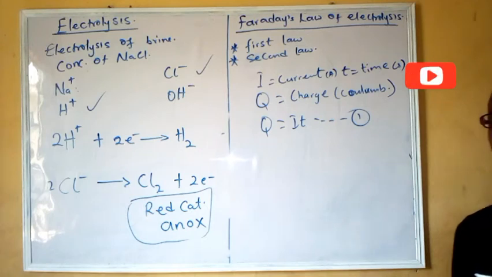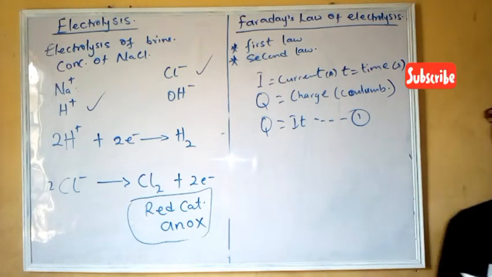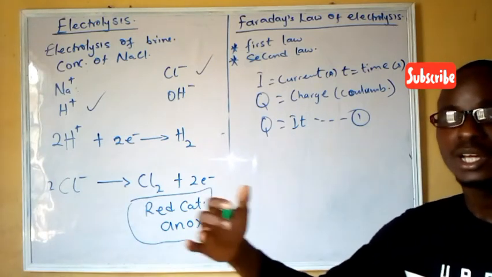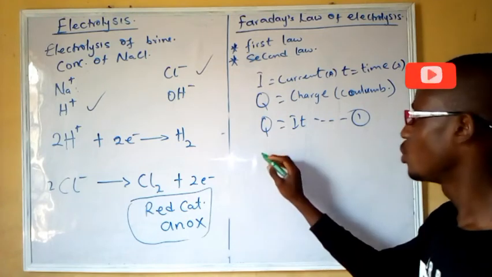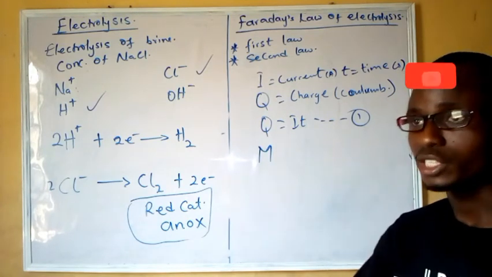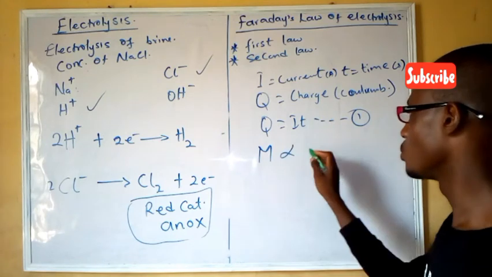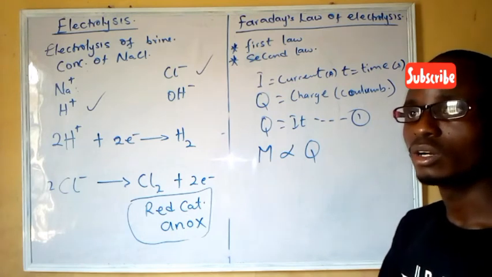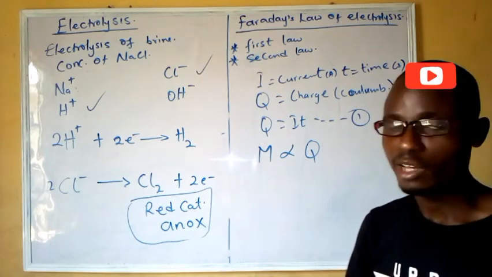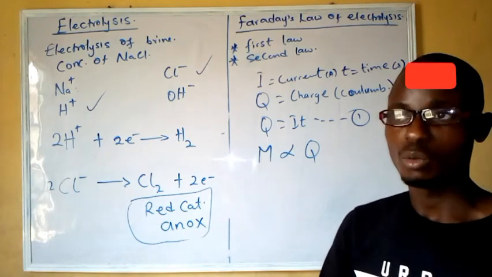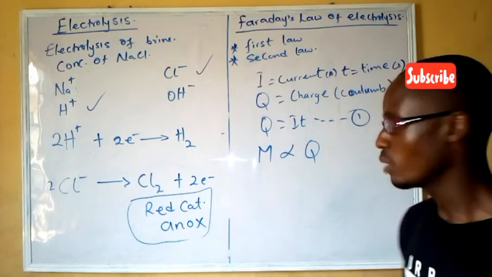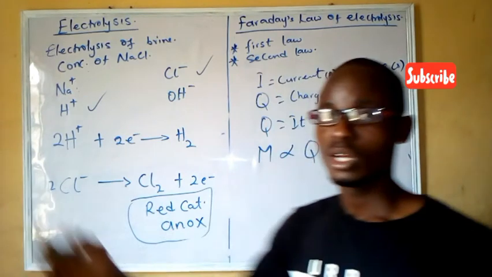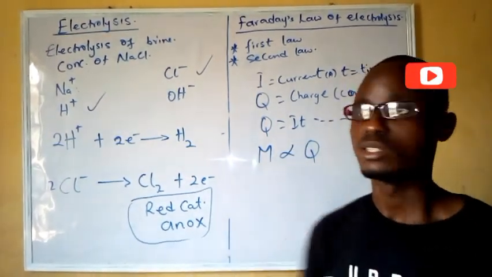So what Faraday's first law tells us is that the mass of elements discharged during electrolysis is directly proportional to the quantity of charge that passes through the electrolyte. Meaning that if I want more of the element to be discharged, then I will pass current for a longer time. So the higher the mass, the higher the time the current flows. The higher the time and the current you pass, you understand? So that is the charge.